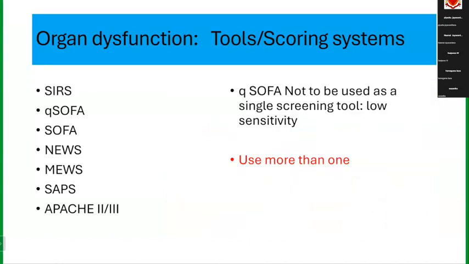Now we will see how we are going to say a patient has organ dysfunction. For this, we use scoring systems. There is no single scoring system that is recommended as a single tool. Earlier recommendations were to use qSOFA, the Quick Sequential Organ Failure Assessment score, as a screening tool to identify sepsis. But the latest recommendations say not to use it as a single screening tool, but to use more than one. What is available to us? As mentioned earlier, SIRS criteria, qSOFA, SOFA, NEWS, MUSE, SAPS, APACHE, and a lot of others.